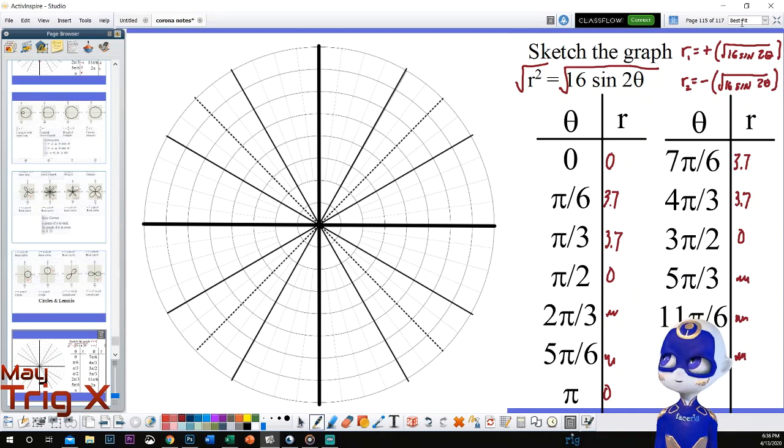Now this again is only the positive values. Let's do it. 0, 0 goes right there. This line goes up to 1, 2, 3.7. Next line, 3.7. This one goes back to 0.